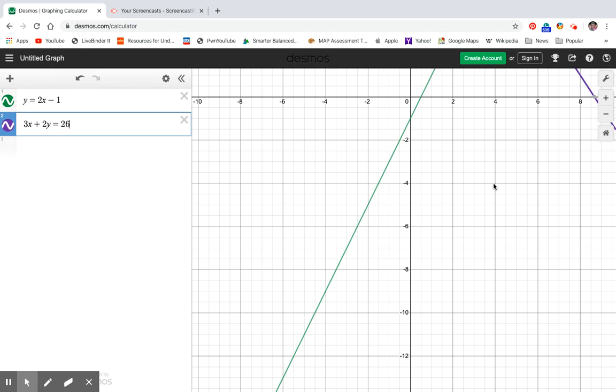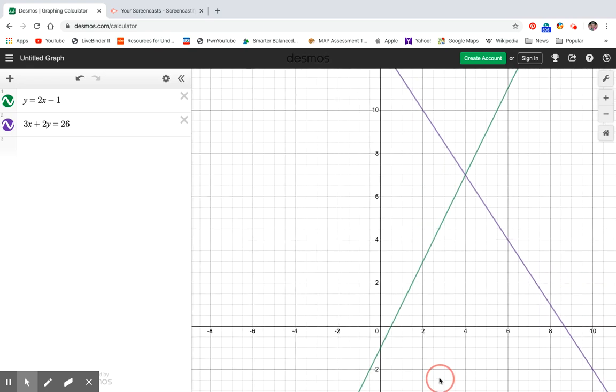And notice I cannot see the point of intersection, so I'm going to click and drag my graph paper down so that I can now find where these two lines cross. Here is where they cross, so let's click on that intersection point and see that that answer is 4, comma 7. So then I will write that down as an ordered pair for my answer. X is 4 and y is 7.